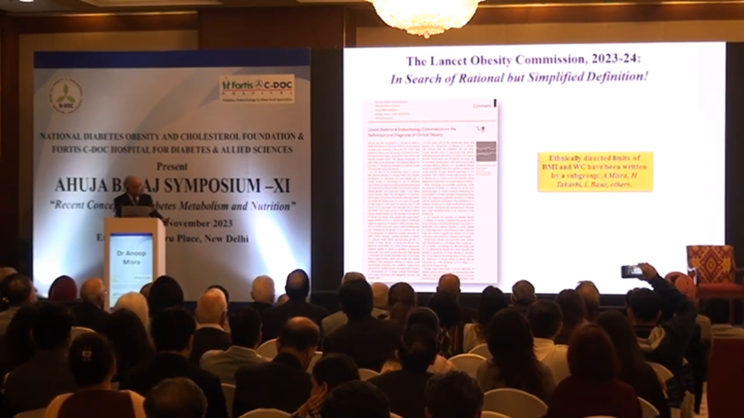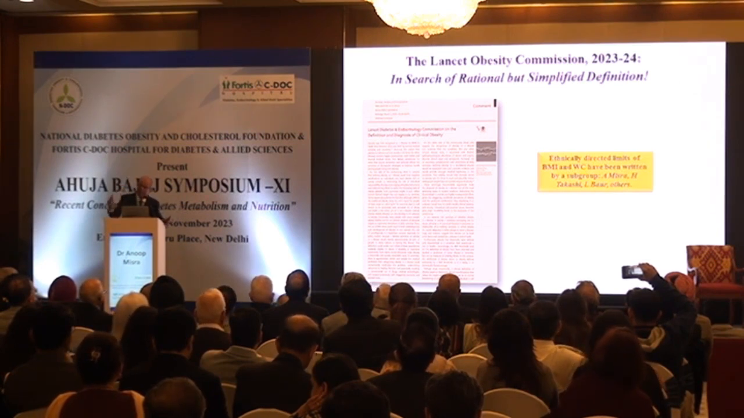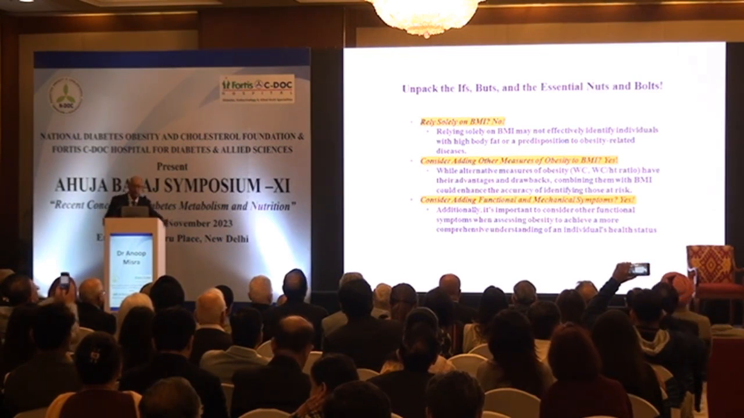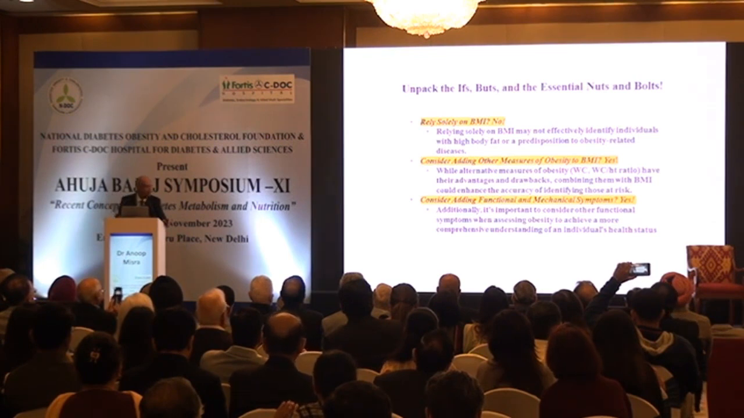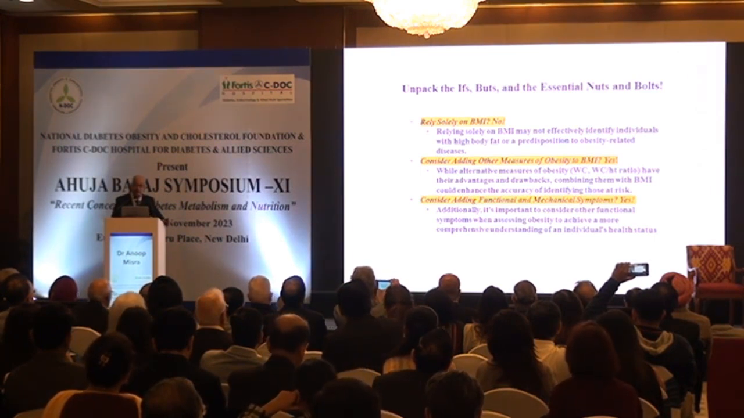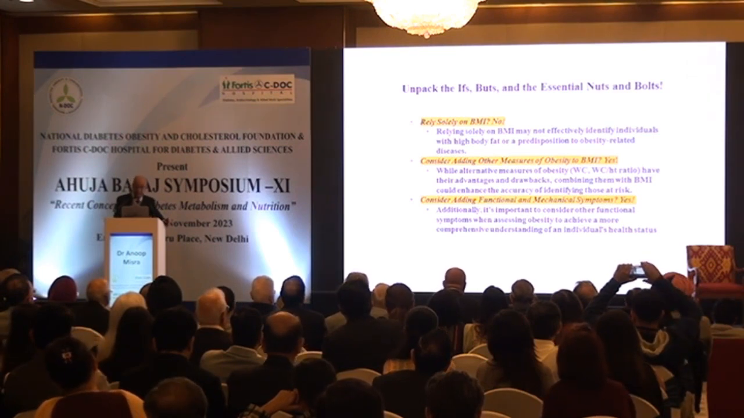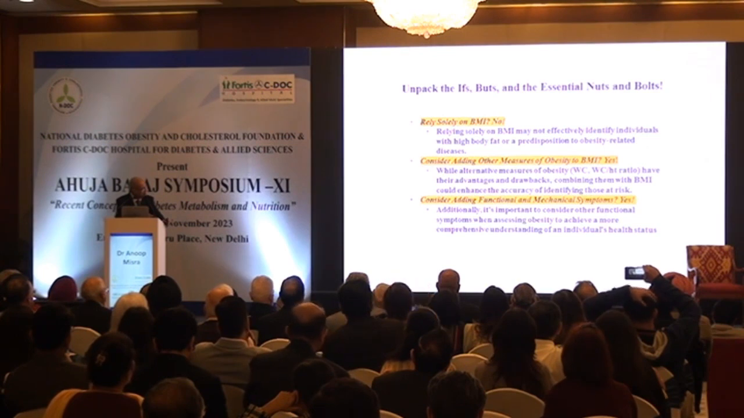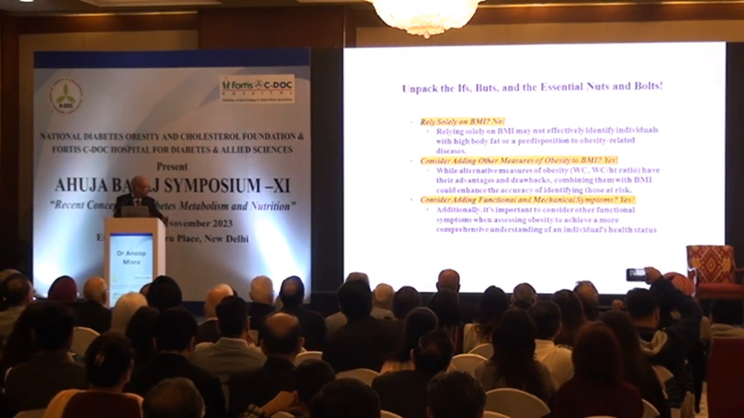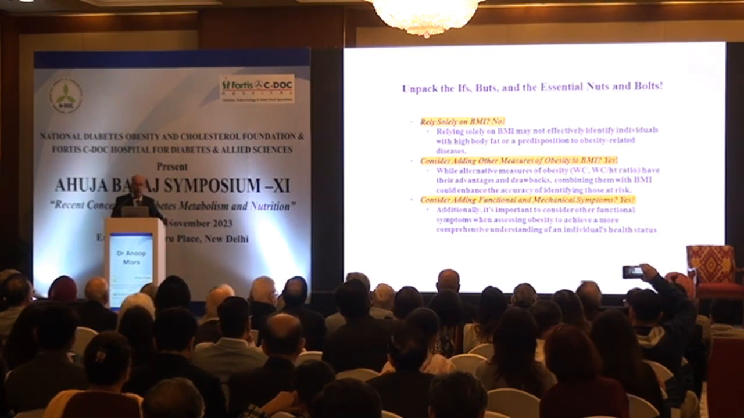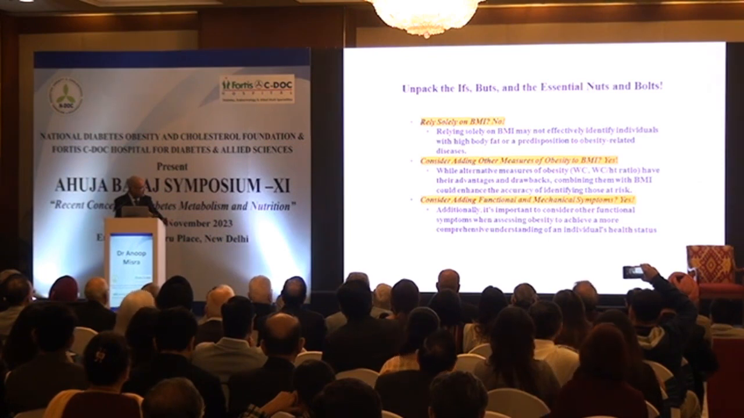So the Lancet Obesity Commission was in search of a rational and simplified definition. After hammering them, well, a simplified definition is needed. So unpack the ifs and buts and essential nuts and bolts. Relying solely on BMI? No, we are not going to do that. Relying solely on BMI may not effectively identify individuals with high body fat or predisposition to obesity-related diseases. Consider adding other measures of obesity to BMI? Yes, good idea. While alternative measures of obesity, waist circumference and waist height ratio, have their advantages and drawbacks, combining them with BMI could enhance identification of those likely to be at risk. And considering adding functional and mechanical symptoms, yes. So somebody who cannot walk because of high BMI, or somebody who has shortness of breath. So it's important to consider other functional symptoms when assessing obesity to achieve a more comprehensive understanding of an individual's health status.